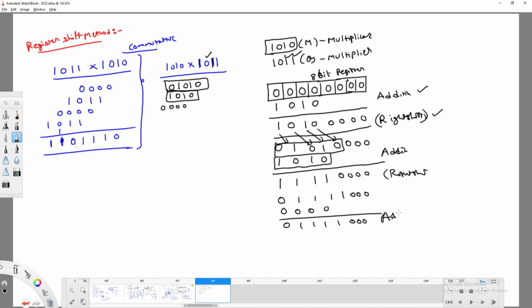So you did the addition. After performing addition, you have to perform right shift, right? 0 0 4 ones double 0. So this is what I call a right shift.